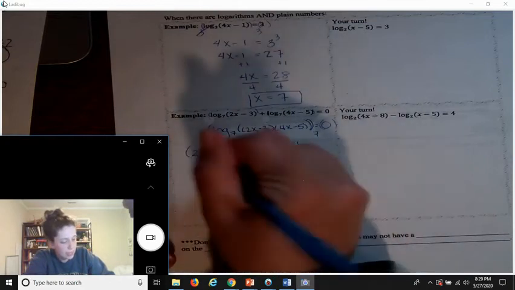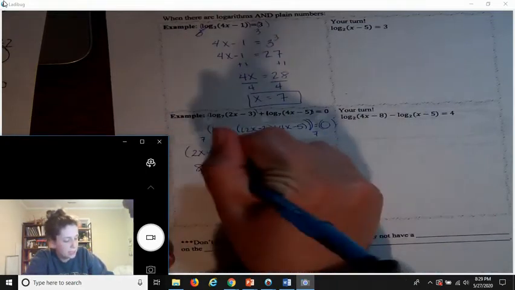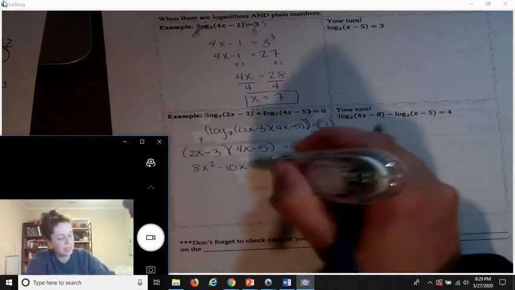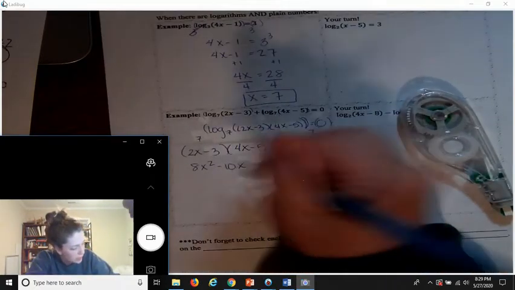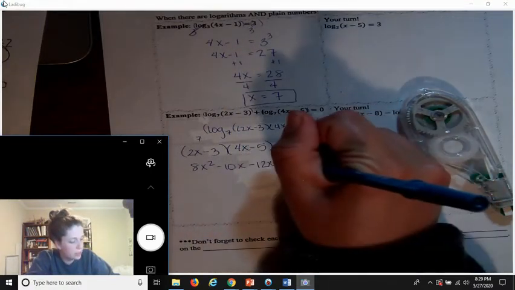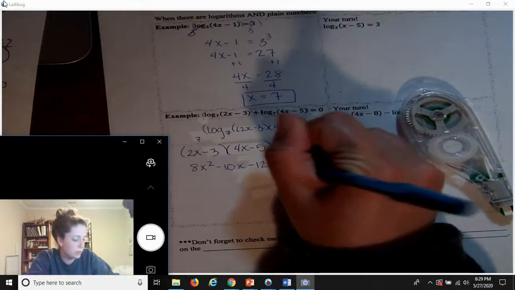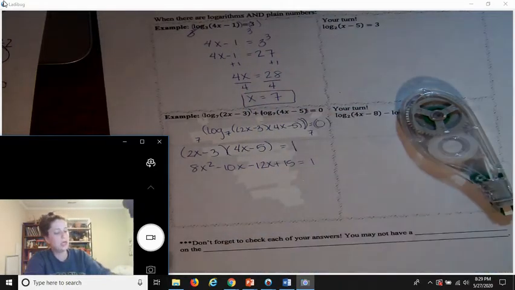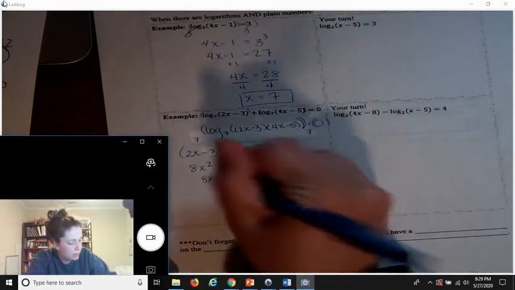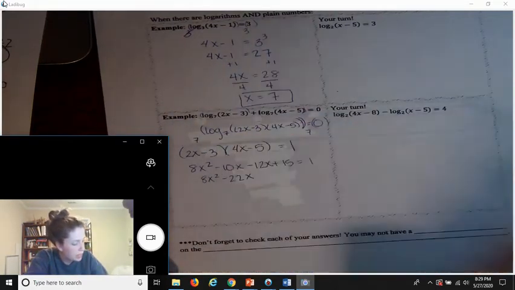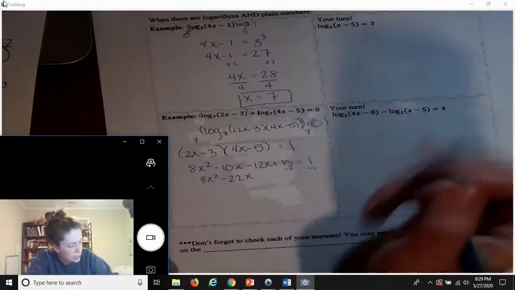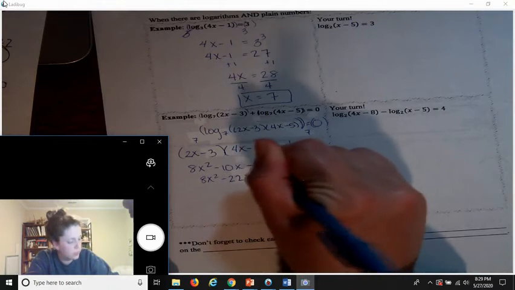So I should have 8x squared minus 10x, nope, minus 12x. Another mistake. Mistakes all over the place. Whatever. They help us learn, right? And then 3 times 5 is positive 15. Okay. I'm going to combine my like terms. So 8x squared minus 22x. And then I'm going to subtract 1 from this side and that side to get plus 14 equals 0.